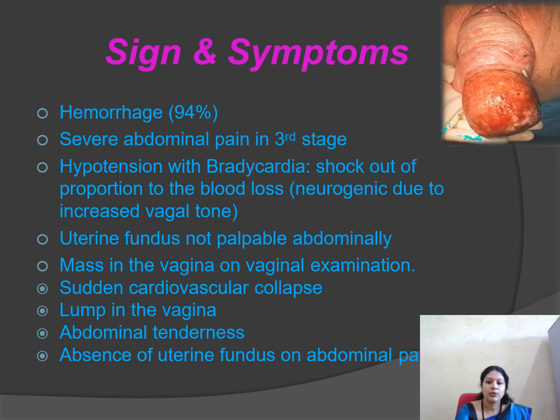And the uterine fundus won't be able to be palpated abdominally. If you are palpating abdominally, you won't be able to feel the uterine fundus. And when you are feeling at the vagina or observing the vagina, you can see a mass in the vagina, otherwise you can see a lump in the vagina. And if you're palpating the abdomen, you can feel abdominal tenderness, and sudden cardiovascular collapse also will occur. See here in this picture, you can see the prolapsed uterus outside the vagina.